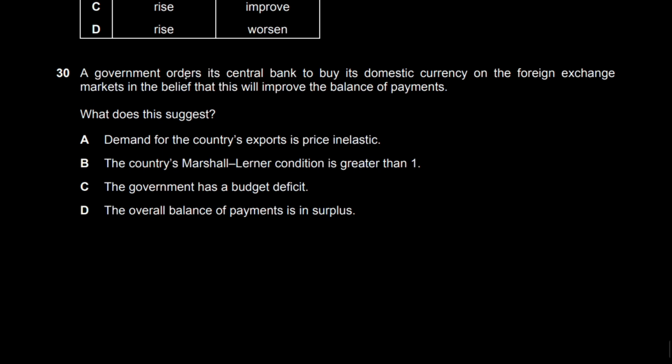Question number 30 states a government orders its central bank to buy its domestic currency on the foreign exchange market in the belief that this will improve the balance of payments. Oh yeah, sorry, I forgot. Question 30 is basically removed from the question paper as it had some issues.